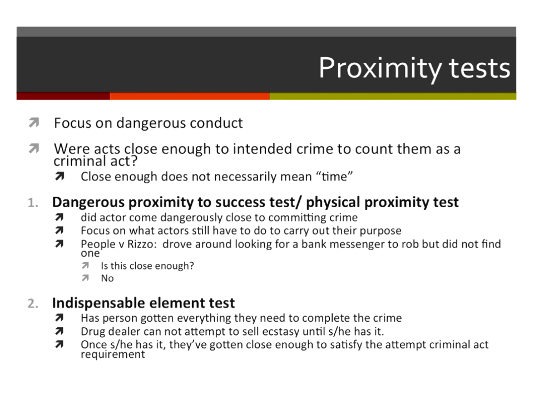So in People v. Rizzo, Rizzo drives around looking for a bank messenger to rob, but does not find one. And the courts have held that this is not close enough. The indispensable element test: has the person gotten everything they need to complete the crime? So a drug dealer cannot attempt to sell ecstasy until they actually have it. Once they possess the ecstasy, they've gotten close enough to satisfy the attempt criminal act requirement.